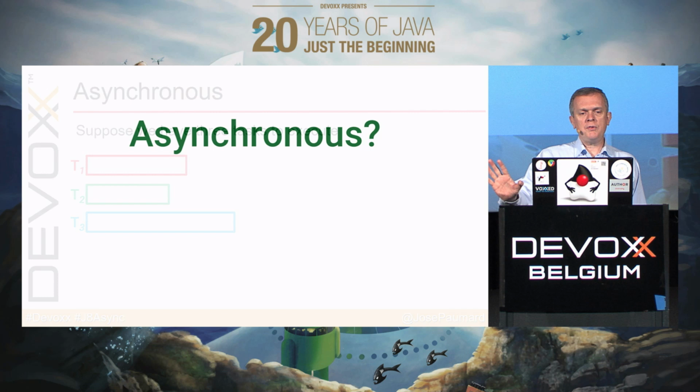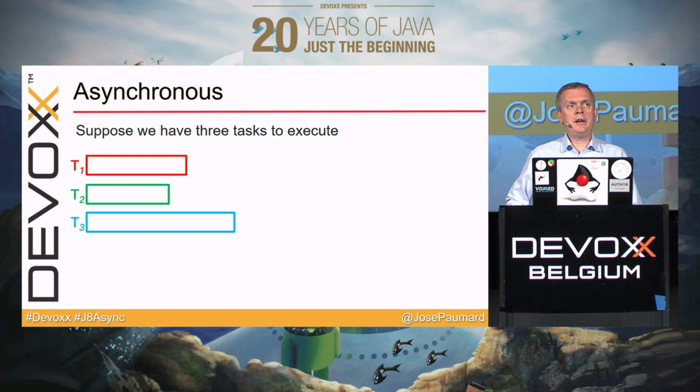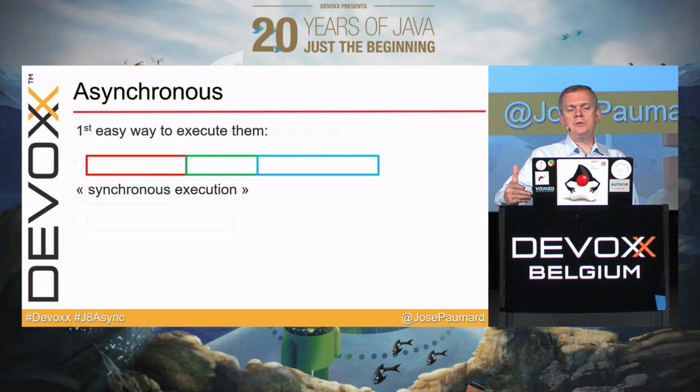Suppose we have three tasks to execute in our JVM, and what I want, of course, is to execute them as fast as possible, as efficiently as possible. Now, there might be some I/O in them, some blocking stuff. I really don't know. The first easiest way, of course, to execute them is just to go for synchronous execution. Take one thread, execute the tasks one by one. It is also the least efficient, of course, way to do it.